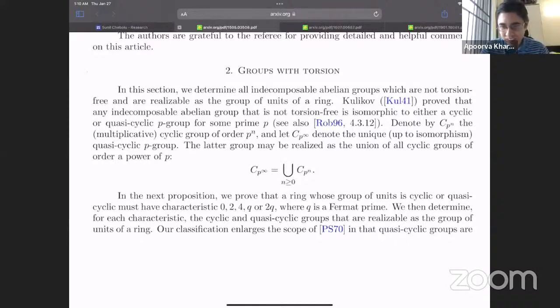Yeah, I have a question then. Yeah, sure. You talked about dihedral groups. So how about permutation groups? Oh yeah, a very good question.